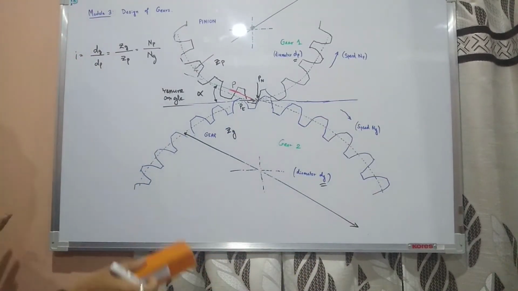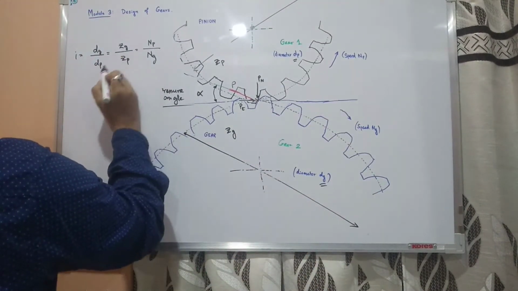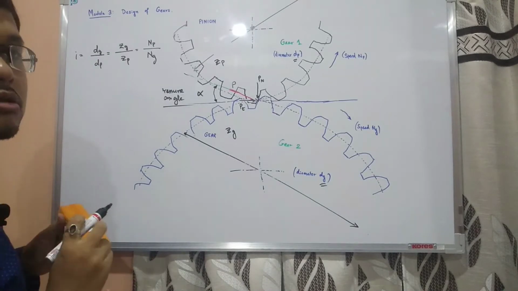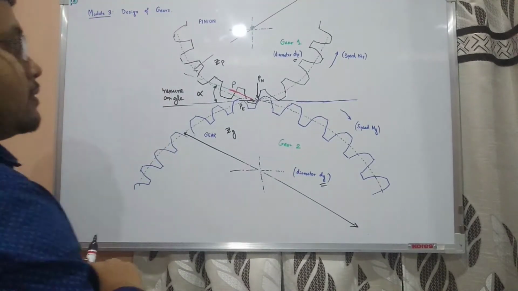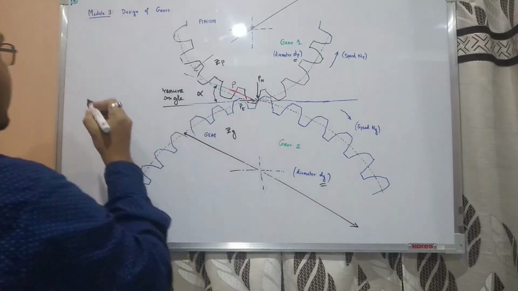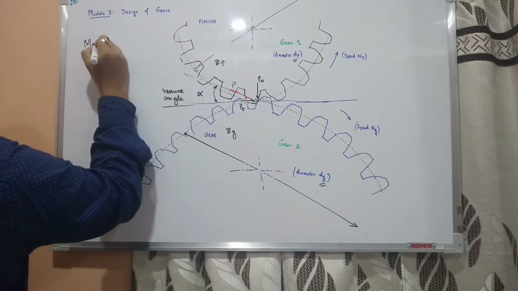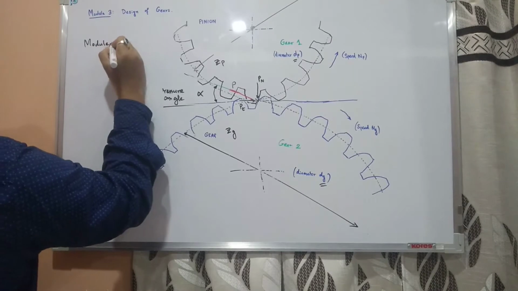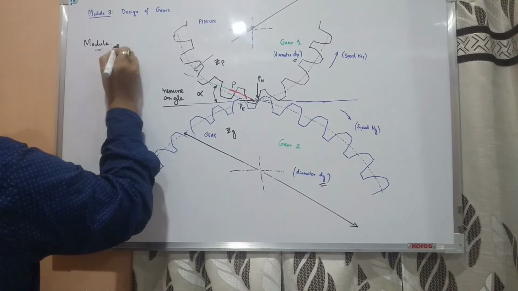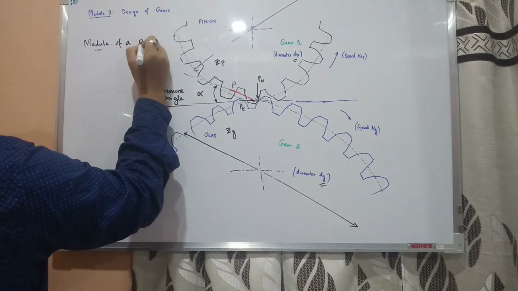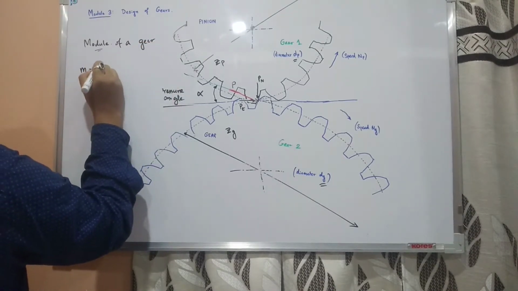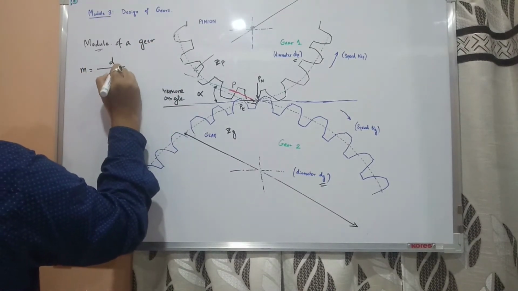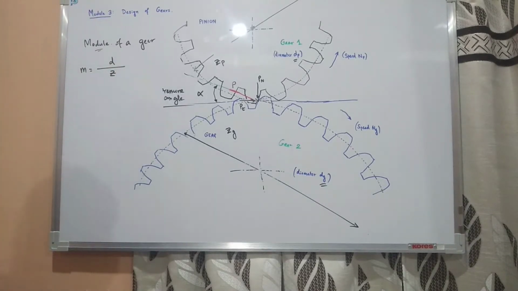Okay, and if it is directly given, you can find out this, and once you know one of the values, you can find the other values. This is called speed ratio. Okay, next very important term that we are going to use is module. Module of a gear is given by pitch circle diameter divided by number of teeth, right?